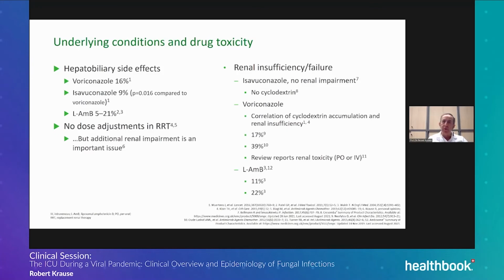And regarding renal insufficiency, there is some data that voriconazole, regardless of intravenous or oral administration, is associated with it in 17 up to 39% of patients. And this is not reported in isavuconazole-treated patients. With liposomal amphotericin B, there is a rate of approximately 11% up to 22% of renal toxicity in the literature. So be aware of these side effects when using some of these drugs in your ICU patients.